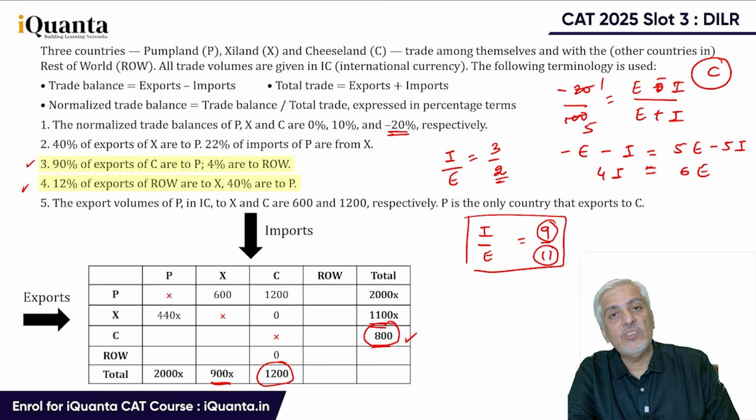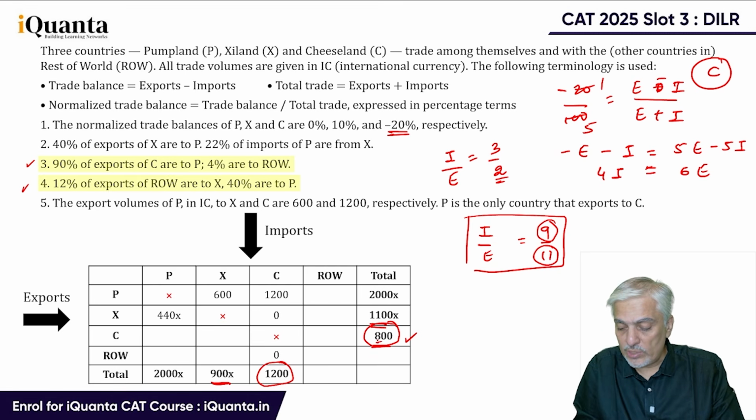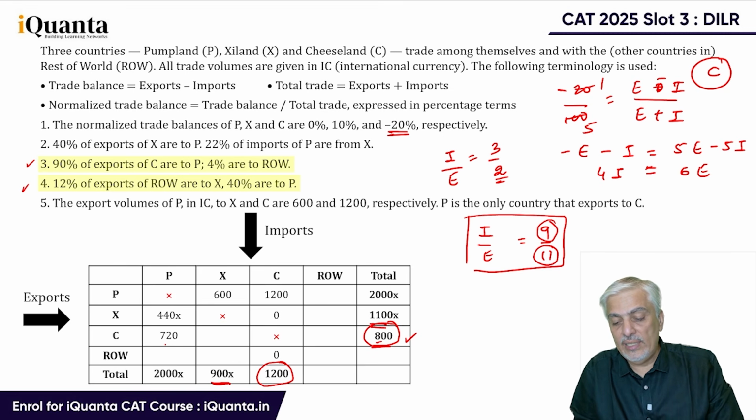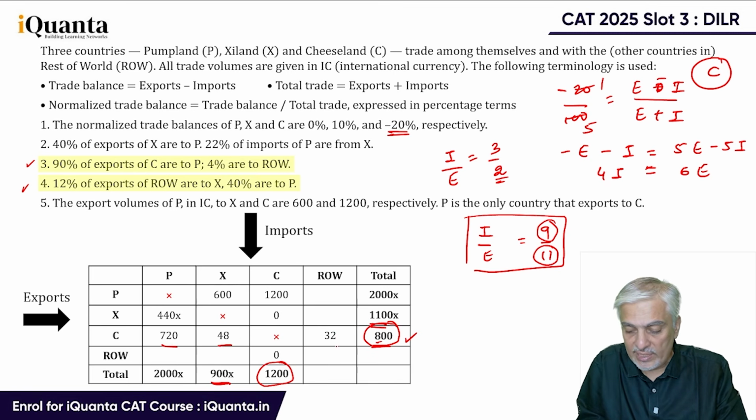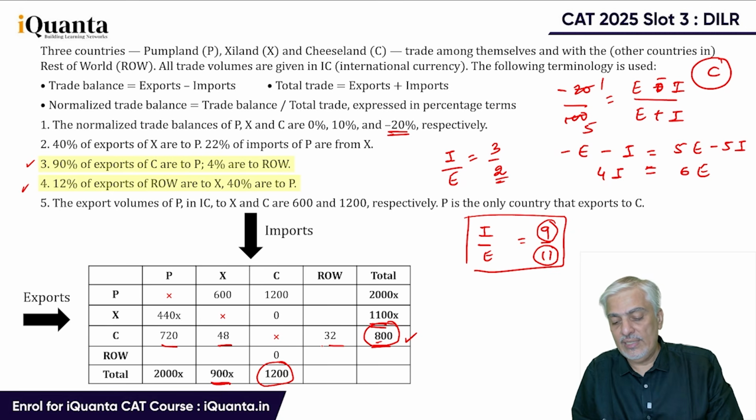90% of exports of C are from R to P. So whatever C exports, 800, 90% of that is to P. So 720 that will be, and 4% to ROW. 4% to ROW, so 90 and 4, so 6% has to be to X. So 6% of 800 will be, this 4% will be 32 and 6% will be 48. So 720, 48 and 32. That's clear. Now let's go to the next point.